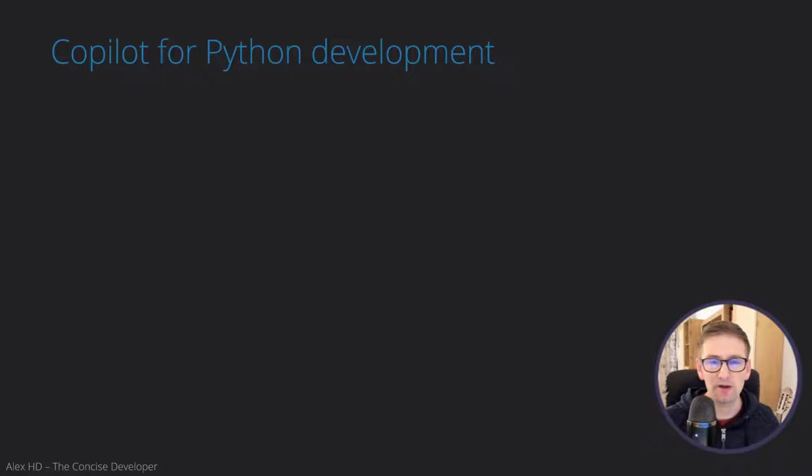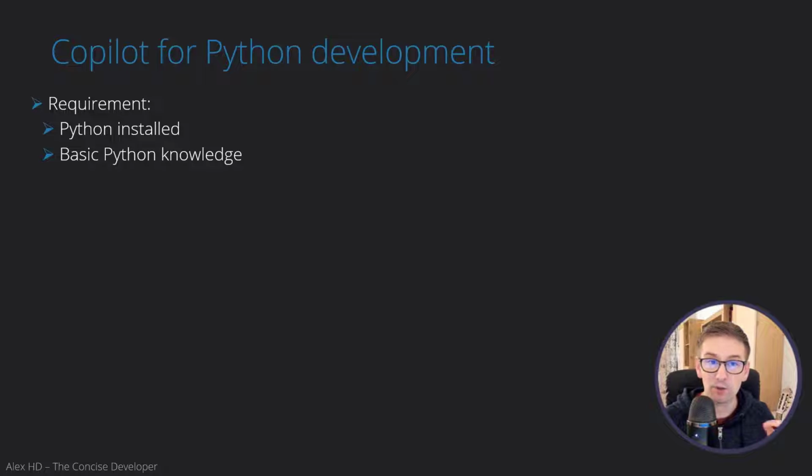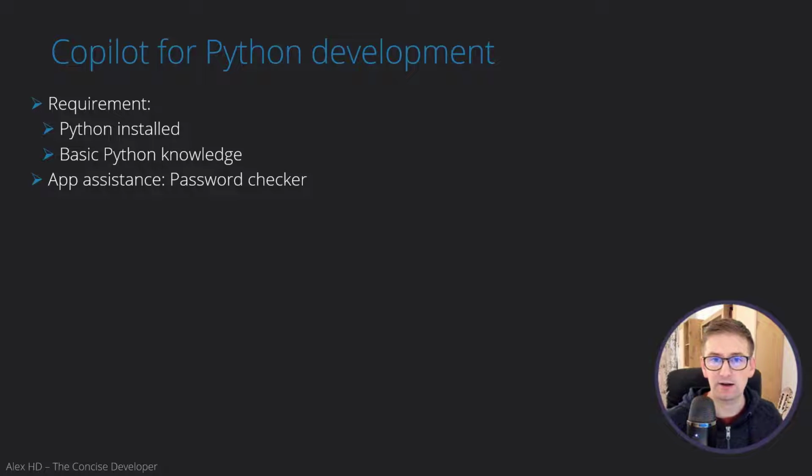Hi and welcome to a new coding section in which we will see how we get assistance for Python development from GitHub Copilot. The requirements for this section are that you already have Python installed and you have at least some basic Python knowledge. In this section we will see how we can get assistance while building an interesting app, in my opinion, a password checker, and also we will see how we can generate tests for that application. We will do this with GitHub Copilot.